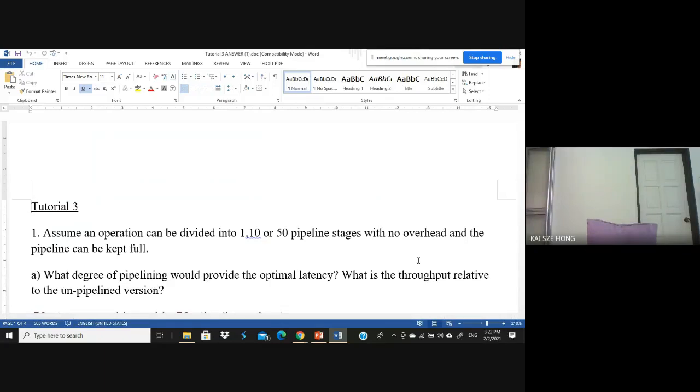So which one provides the optimal latency? Optimal latency means it will be fastest. Which one is fastest? 1, 10, or 50? Let's say you can do 1 micro instruction, or 10 micro instructions, or 50 micro instructions. So which one will give you the fastest? Another 30 seconds, then I will give you the answer.